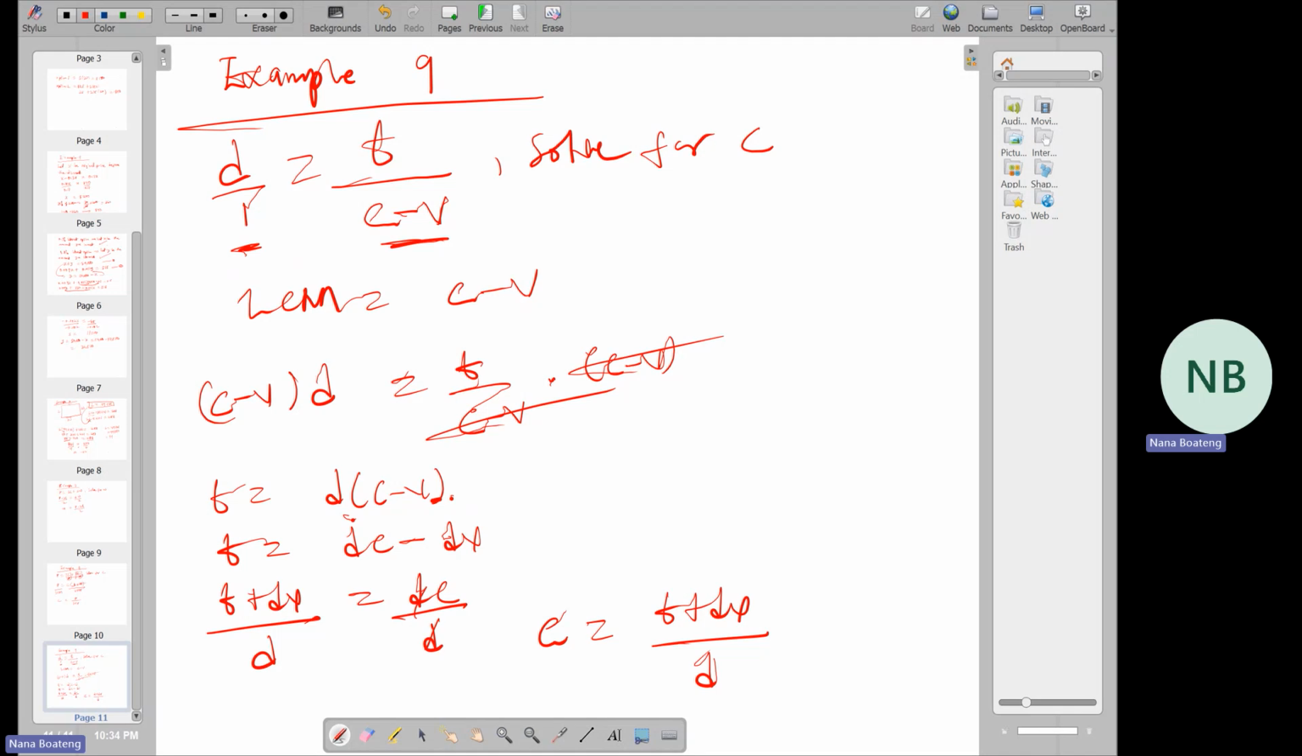So this brings us to the end of this section 1.3, and I'll see you in 1.4.